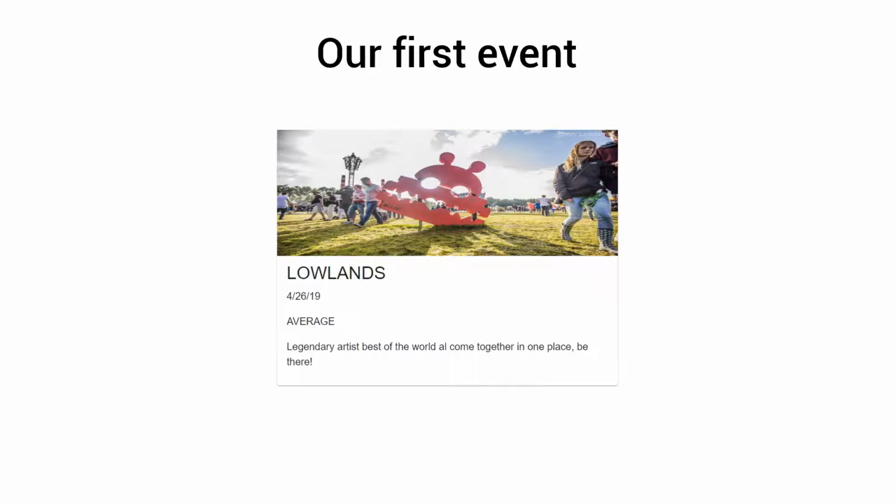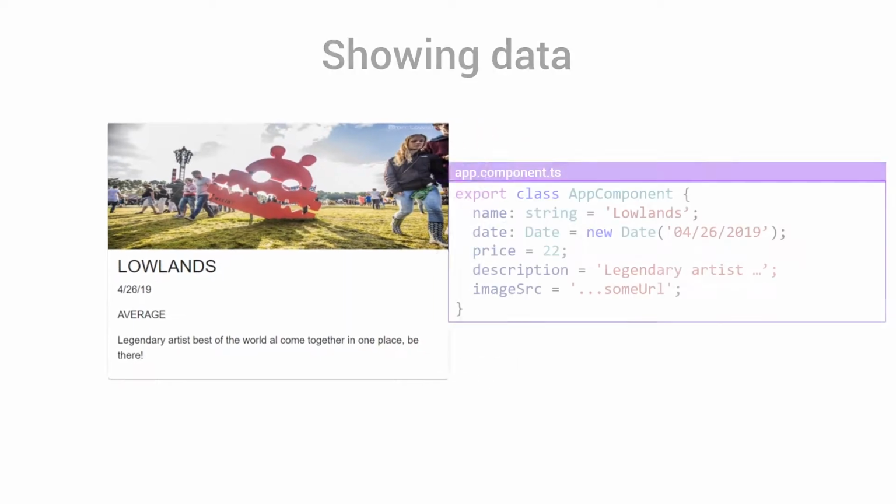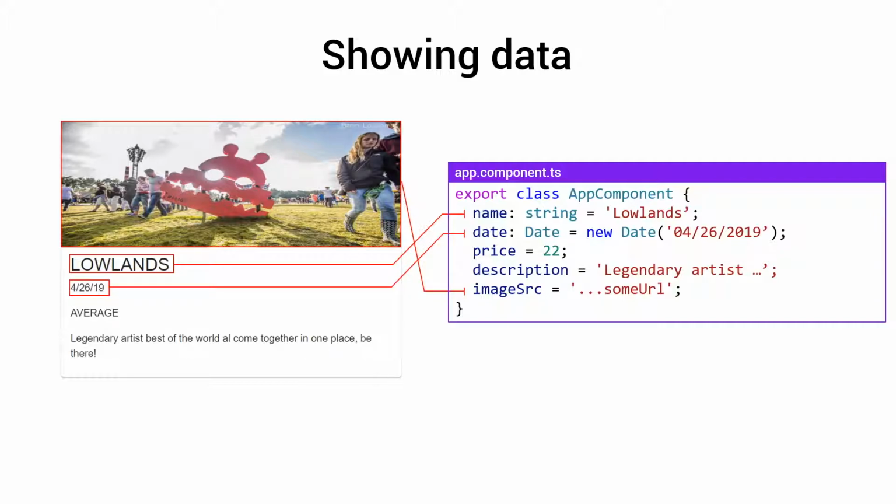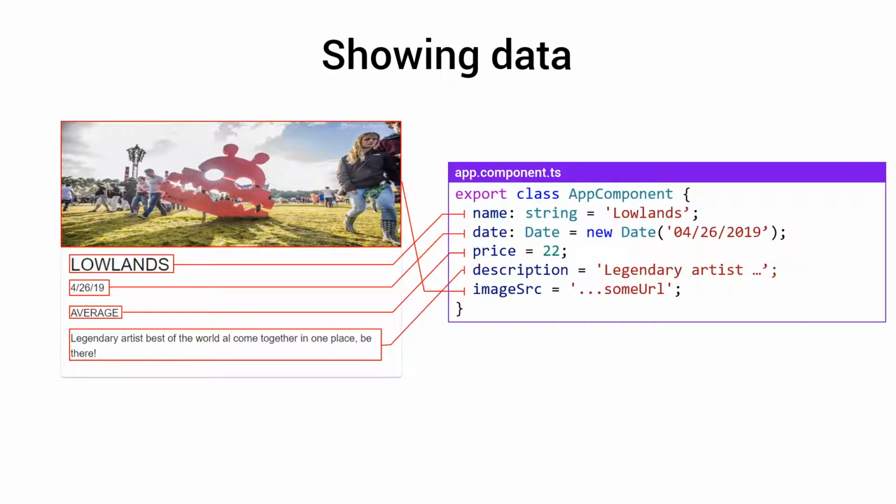So with our navbar done, it's time to put in some data inside our application. And here we got an item from our demo application and how it's linked to our app component file. So as you can see, the image is linked to an image source, which will be a URL. The Lowlands is linked to the name property, which will be a text of type string. The date is a date property. The average is linked to a price property, and the description is linked to a description property.